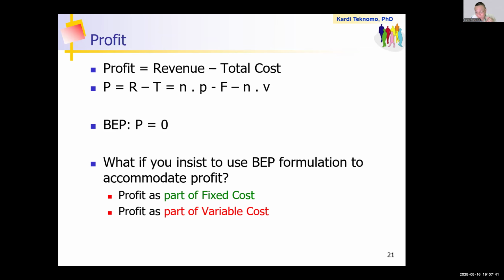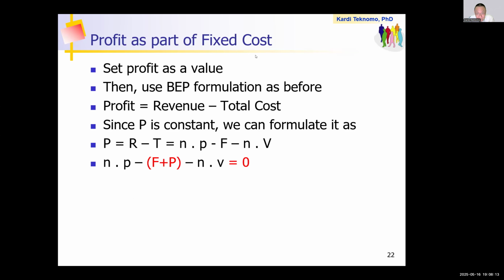What if you insist on using BEP, but you still want to accommodate the profit? What if you want to include the profit, but you still want to use the BEP formula? In that case, there are two possibilities. You will use profit as a fixed cost, or you will use profit as a variable cost. All right.